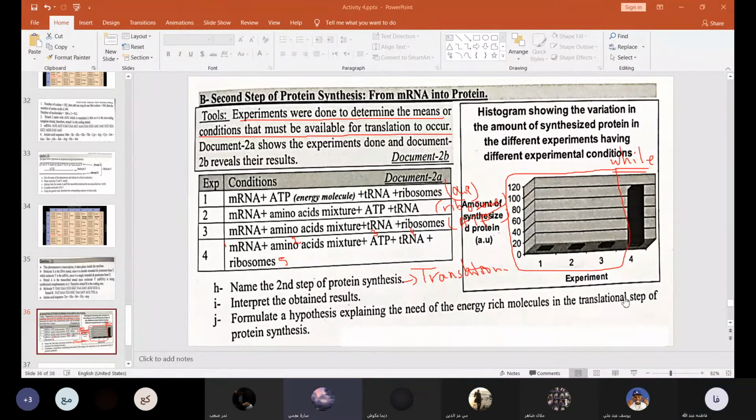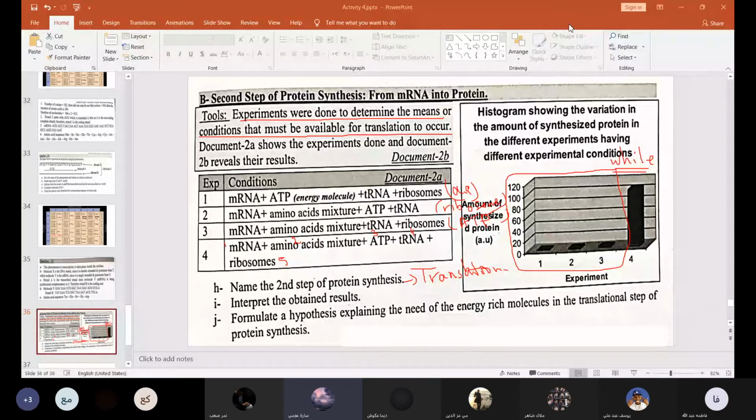Yeah, the whole interpretation again. Yes, okay. In 4 tubes, there was an experiment done to determine the conditions that must be available for translation to occur. In tube 1, there was mRNA plus ATP plus tRNA plus ribosomes. I'll start with all the conditions first. Okay. In the second tube, there was mRNA plus amino acids mixture plus ATP plus tRNA.